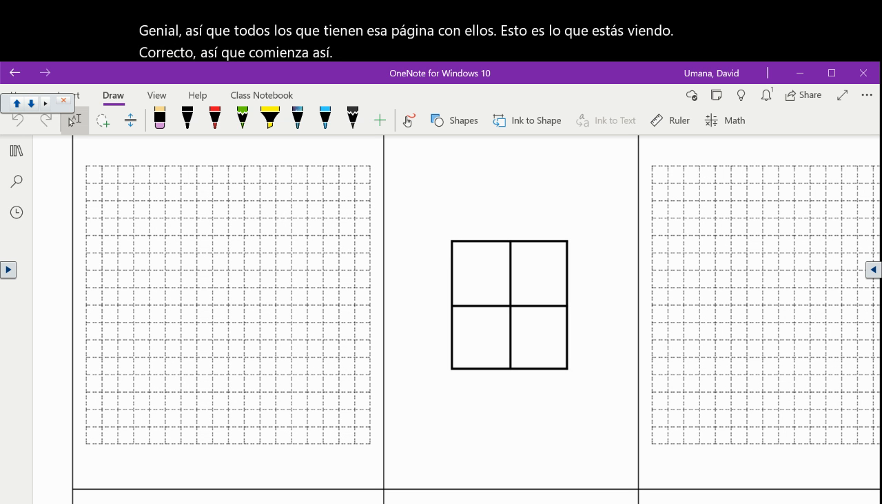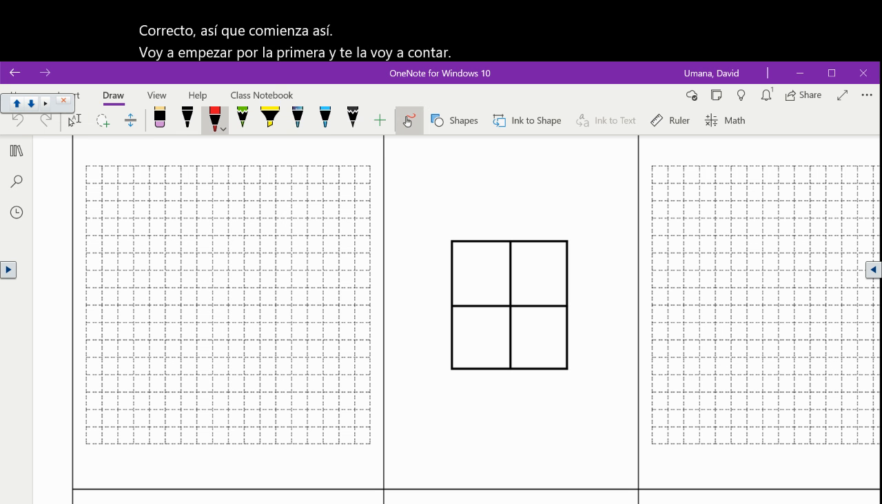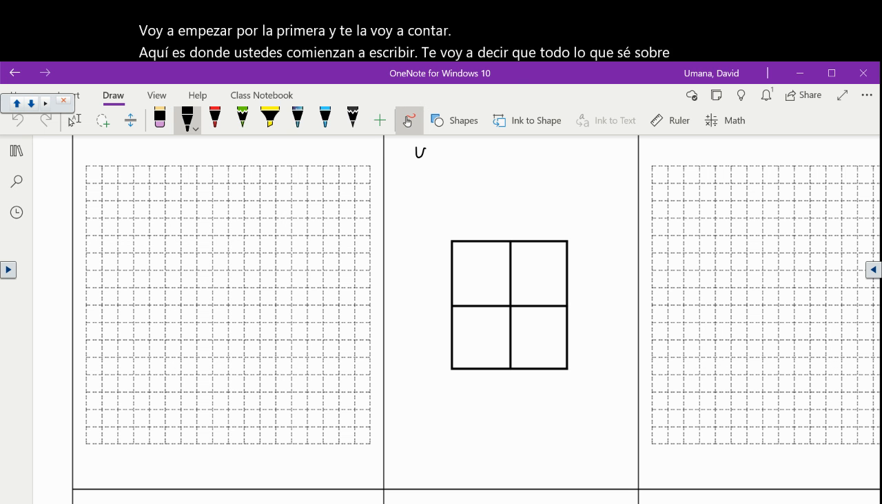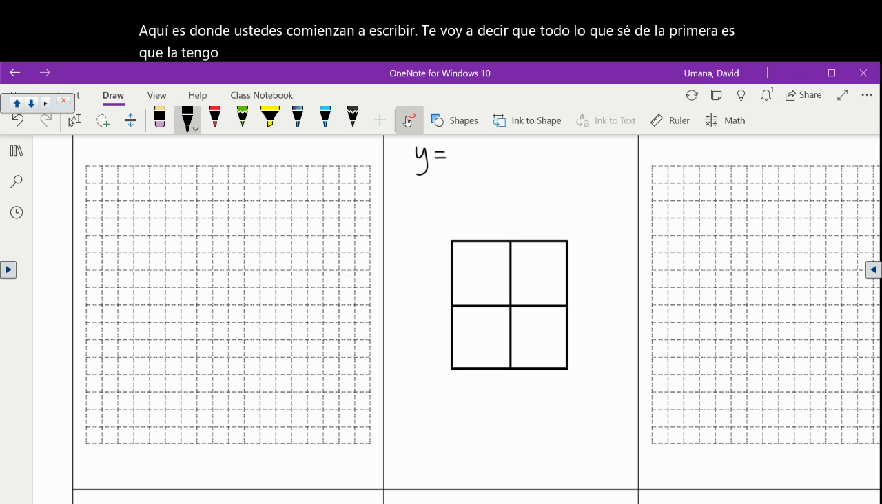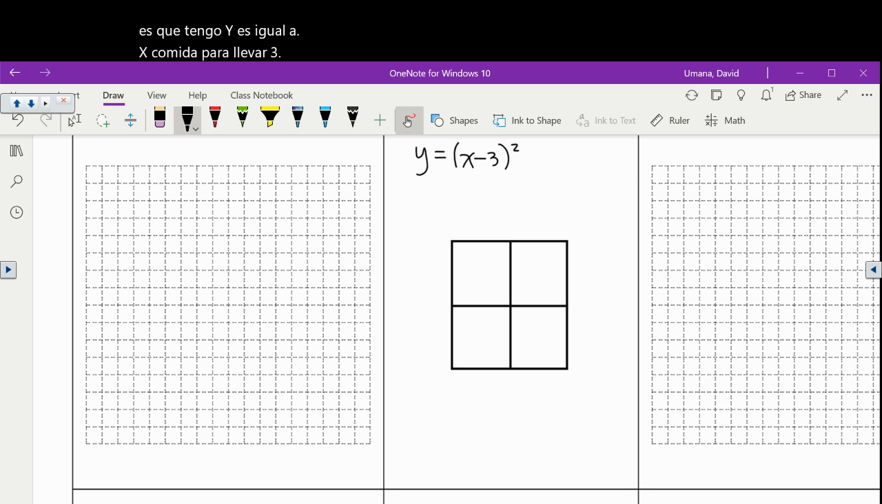I'm going to start with the first one, and this is where you guys start writing. I am going to tell you that all I know about the first one is that I have y is equal to x take away 3 plus 2. So I'm going to suggest that this is the only information I have. So that's what you're writing. Okay?